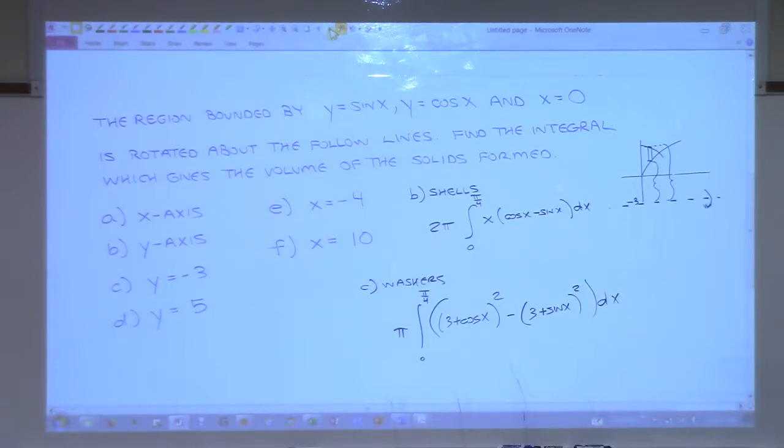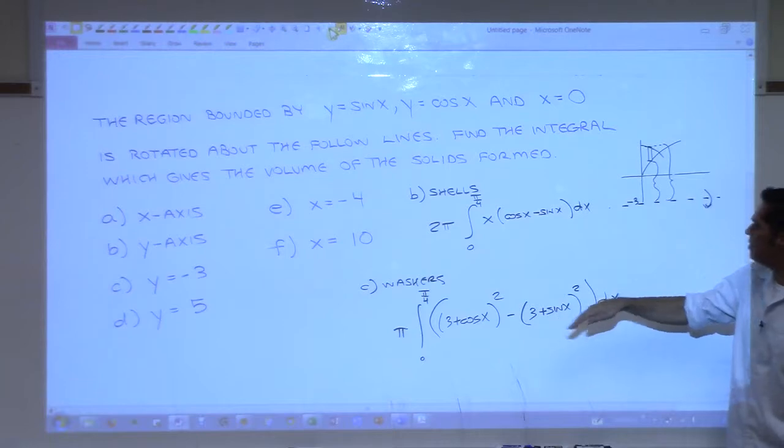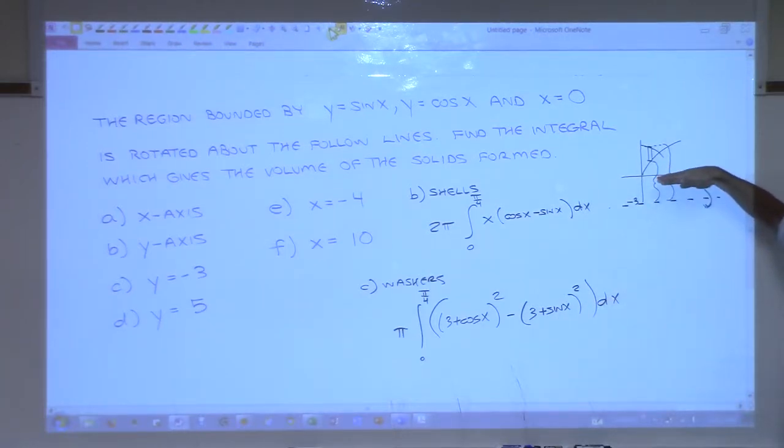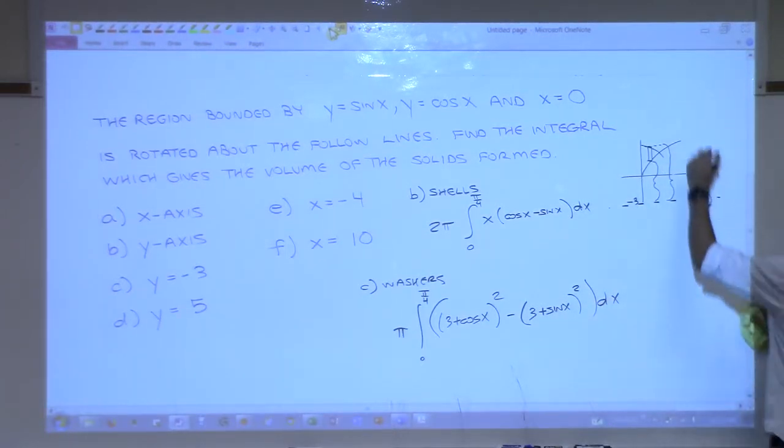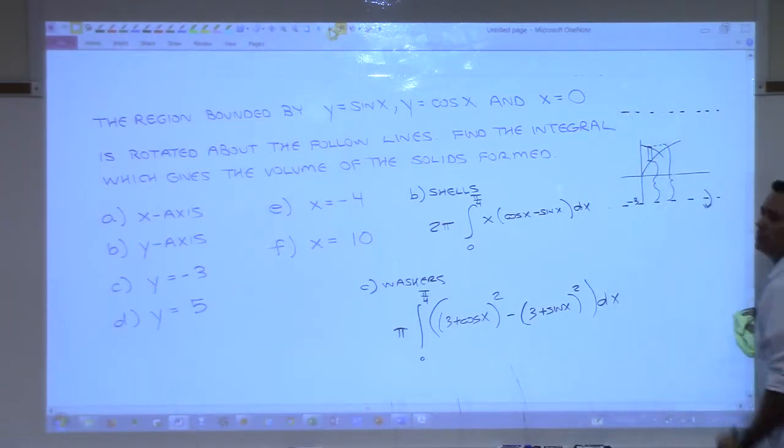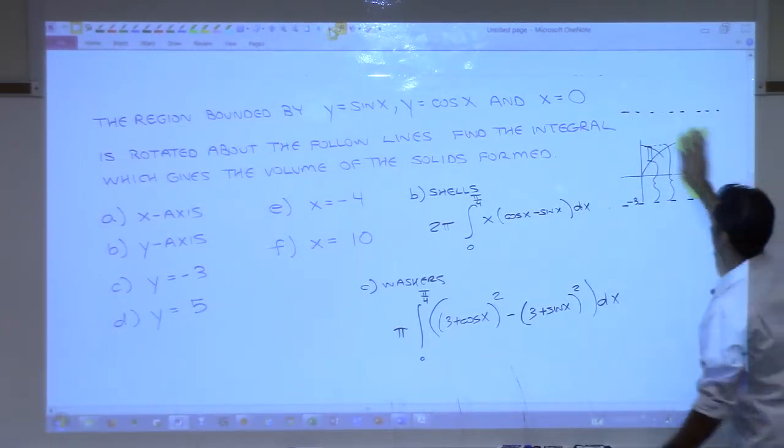That's part C. For part D, the difference between C and D is that instead of y being negative 3, we have y up here at 5. So our axis of rotation is up here now. I'll do another picture.